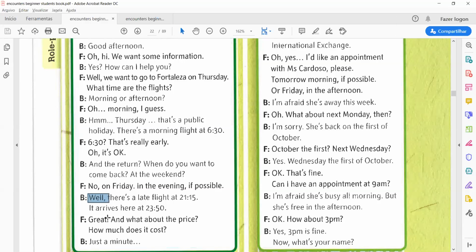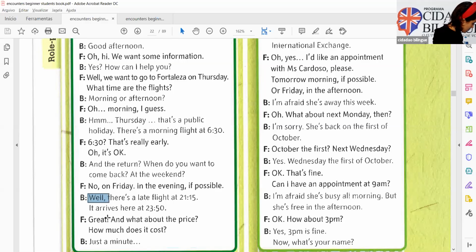Yes, and the return. When do you want to come back? At the weekend? No, on Friday. In the evening, if possible. If possible. Well, there's a late flight at 21:50. It arrives here at 23:50. Very good.